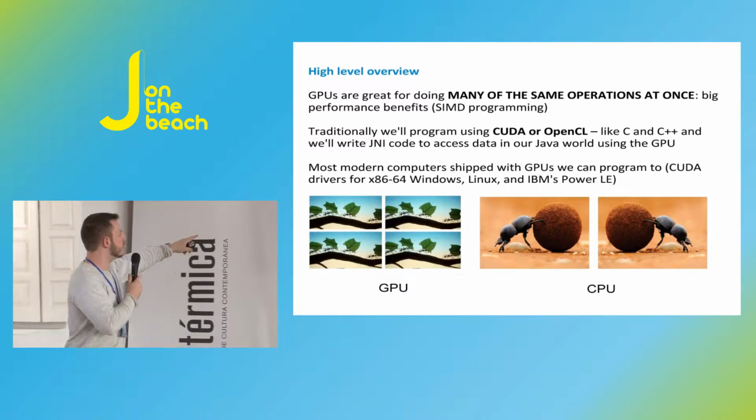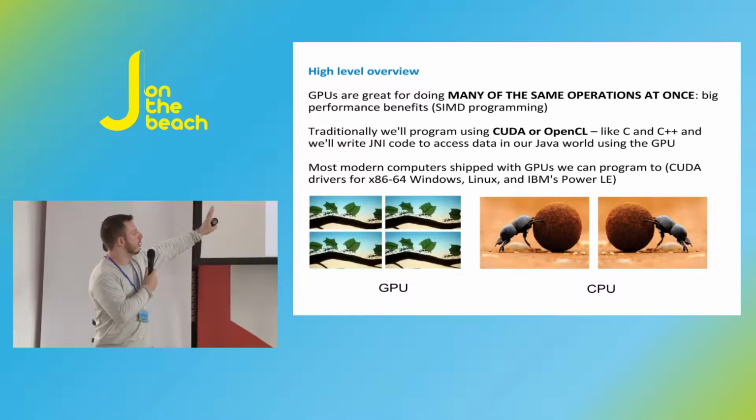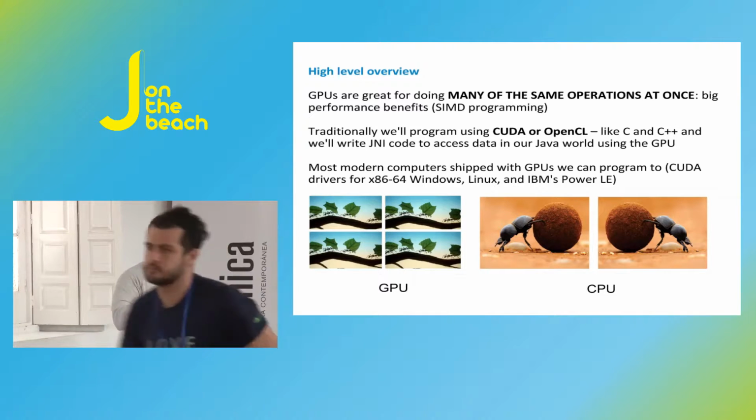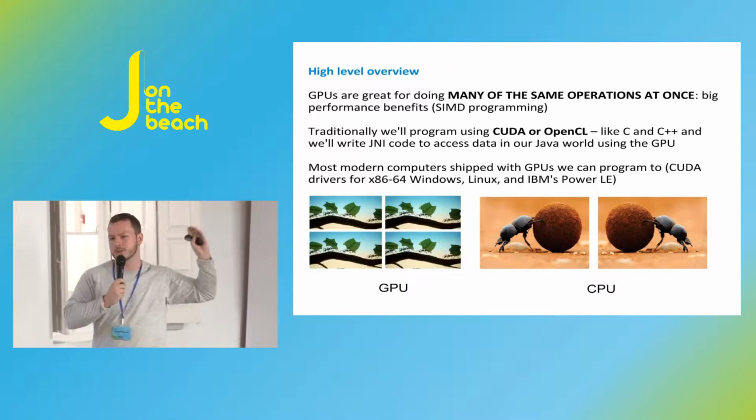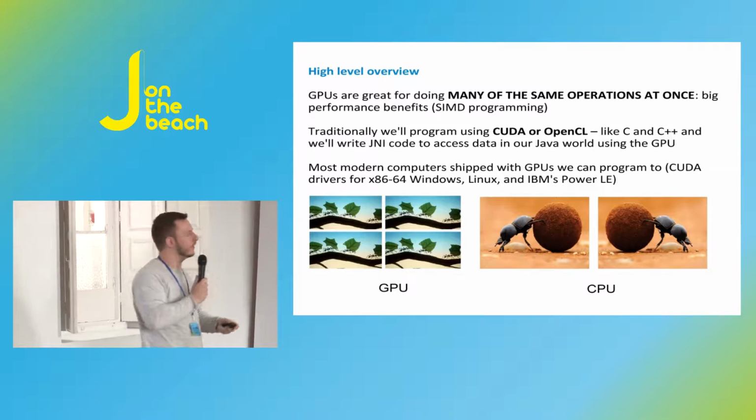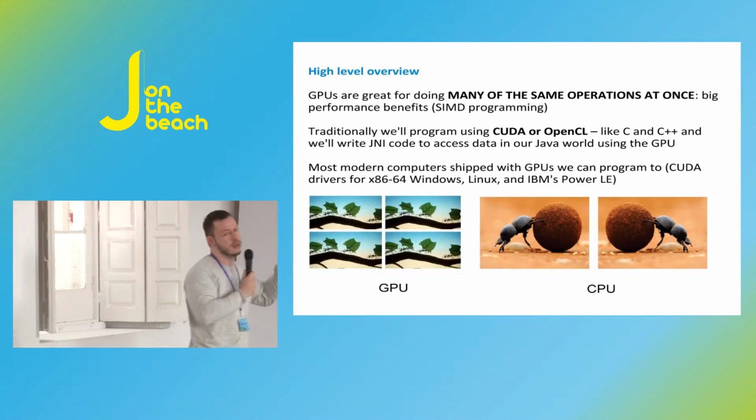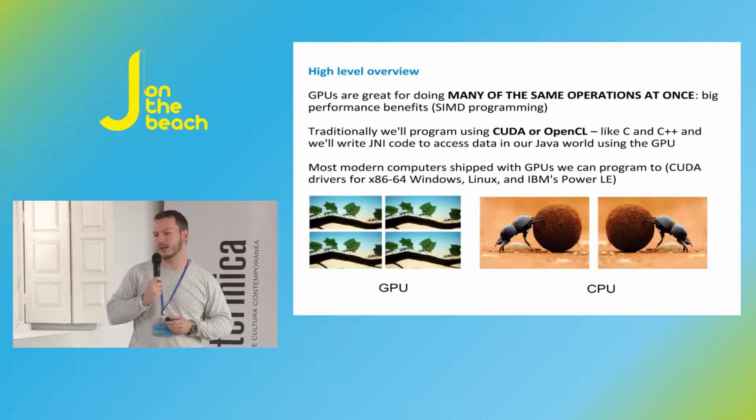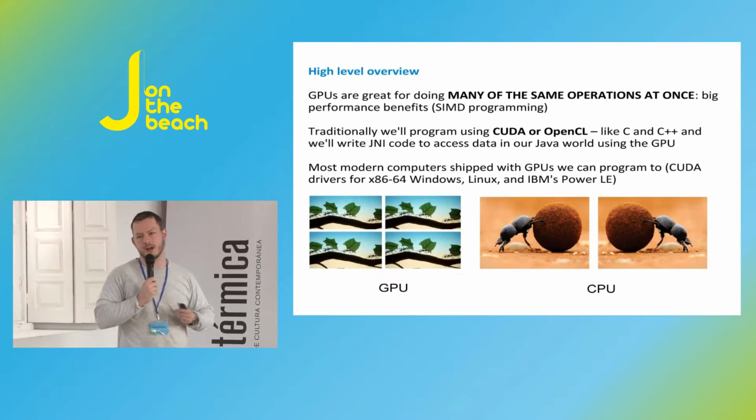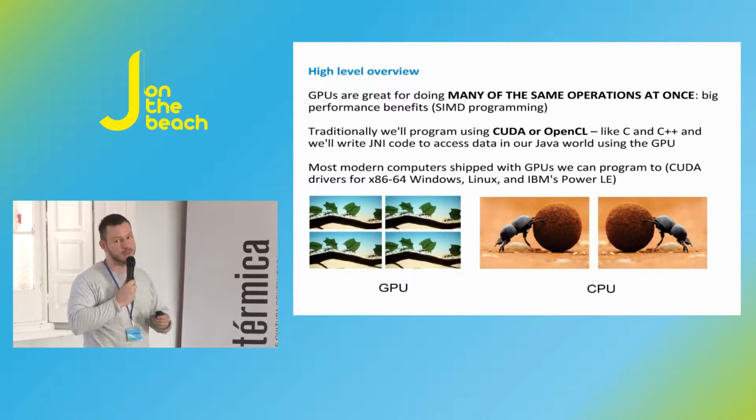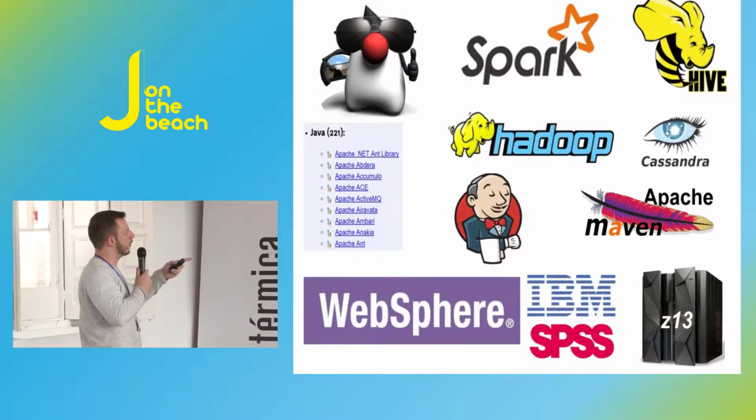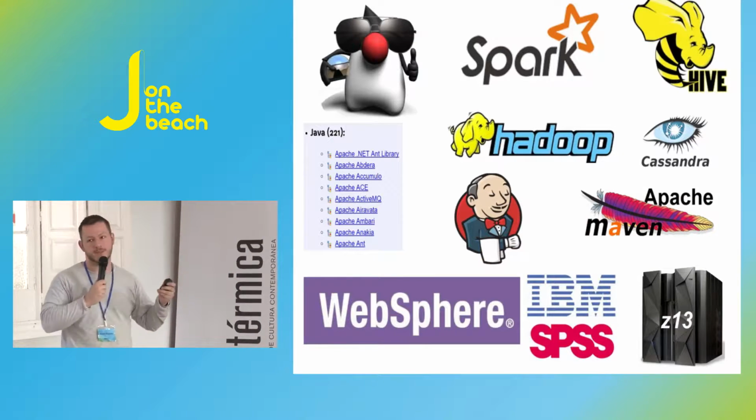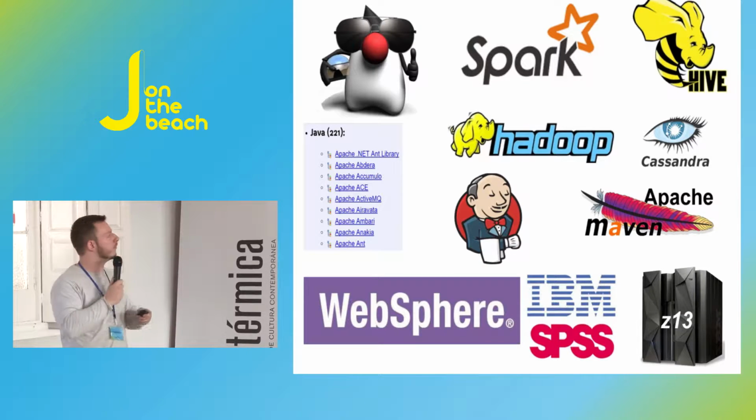So my analogy here is, GPU on the left, loads and loads of threads, but they're pretty dumb. They can't really do much. CPUs, you've got your big dung beetles moving the big ball of dung. Traditionally, we're going to program with CUDA or OpenCL. This is going to be familiar to any C developer, CUDA, and it's a lot of C code pretty much. So it's not Java. Most computers you're going to buy today do have a GPU you can program to, and you can get the driver for free from NVIDIA's website.